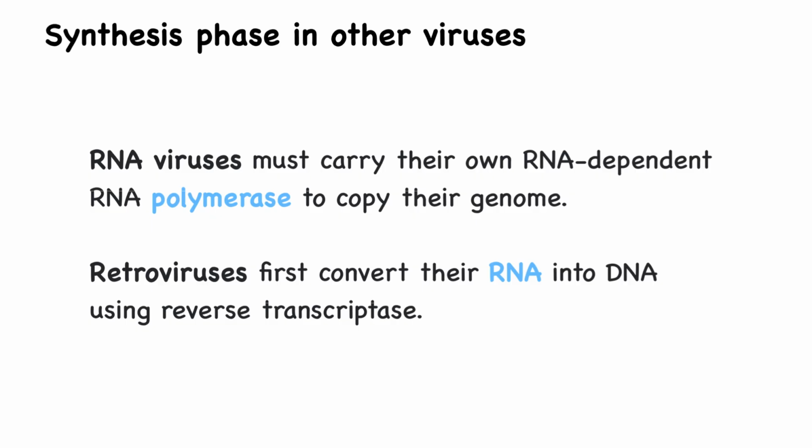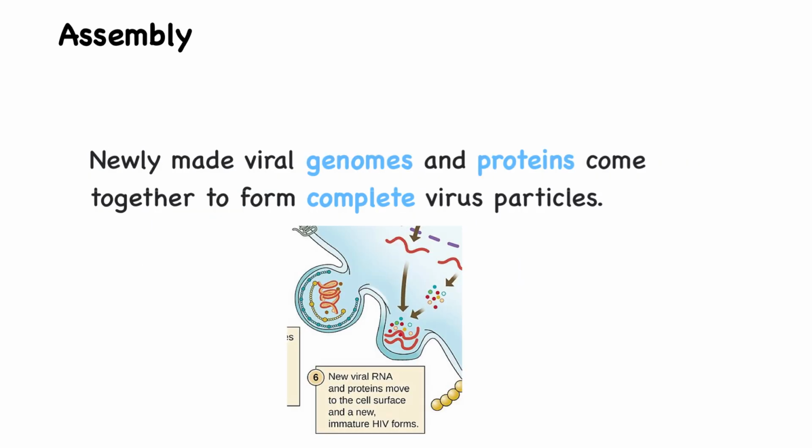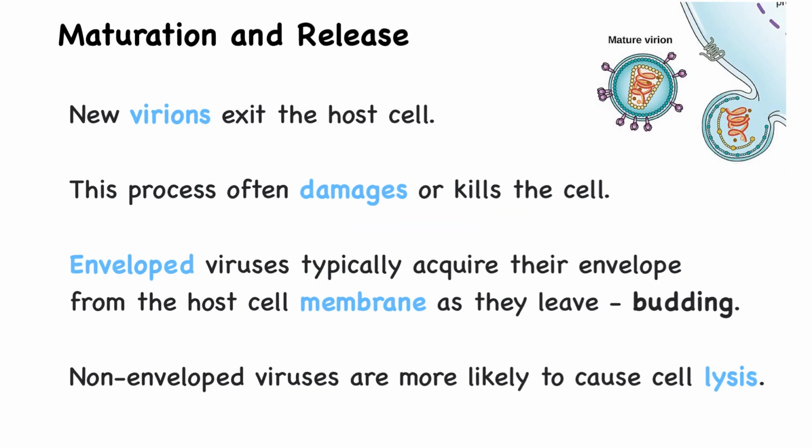RNA viruses handle synthesis differently because host cells cannot directly copy or translate RNA genomes in the same way as DNA. Many RNA viruses must carry their own RNA-dependent RNA polymerase to copy their genome, while others, such as retroviruses, first convert their RNA into DNA using reverse transcriptase before host enzymes can be used. During assembly, those newly made viral genomes and proteins come together to form complete virus particles. And then finally, maturation and release occur as those new virions exit the host cell.